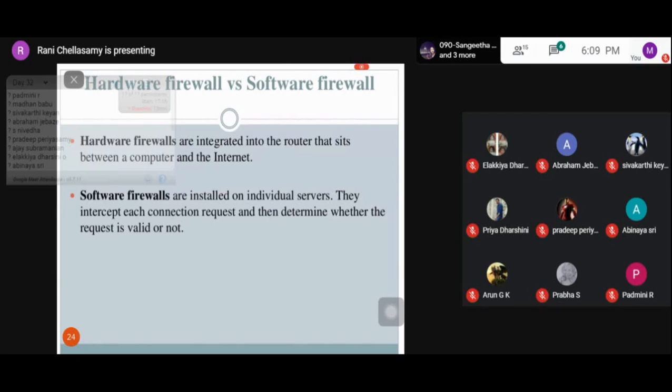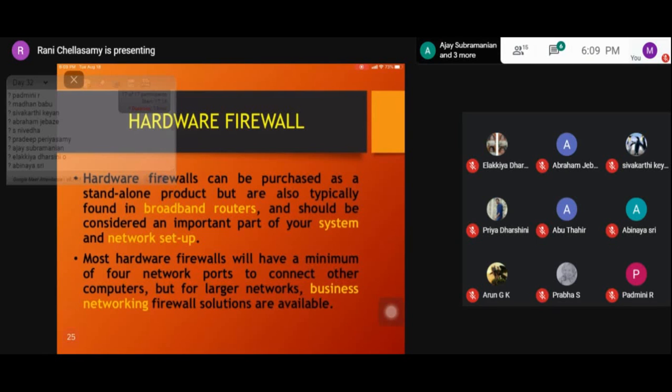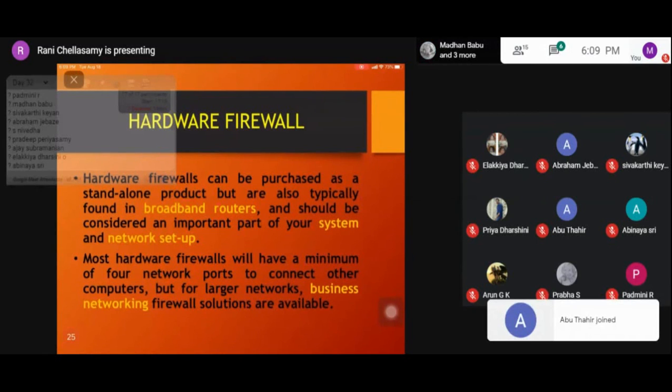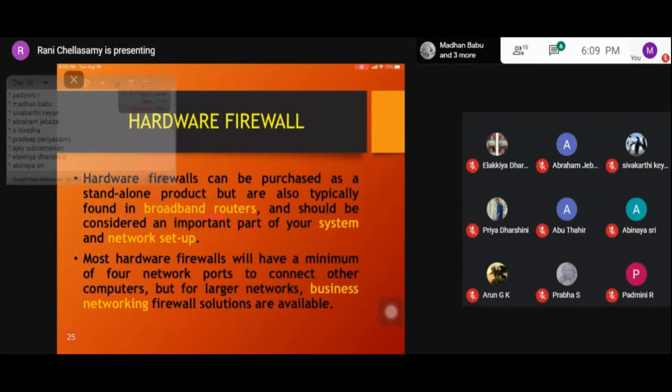Okay, fine. So that intercepts each connection request and then it will determine, based on the request, whether it has to pass the data packets through the internet or not. It will decide based on the user's rules specified. Okay, fine. So that was the job of the firewall. So let's see the same thing depicted here also. Hardware firewalls can be purchased as a standalone product also. It is integrated on the broadband routers and it should be an important part of your system and network setup.